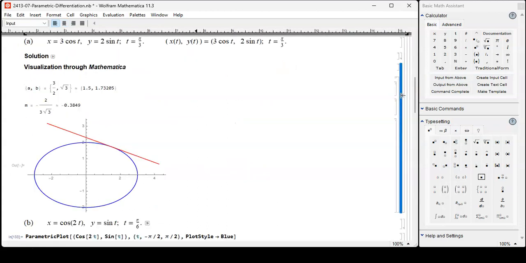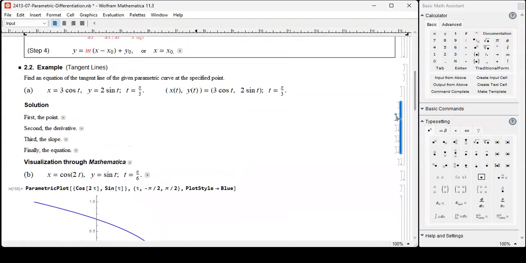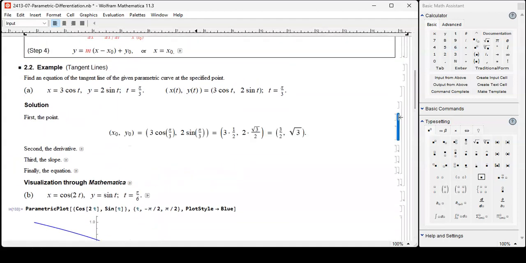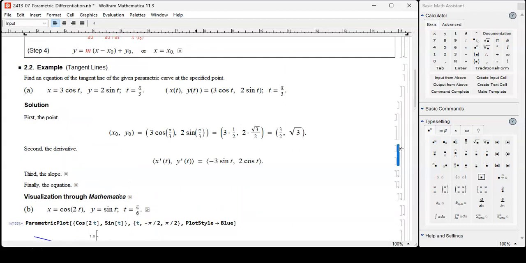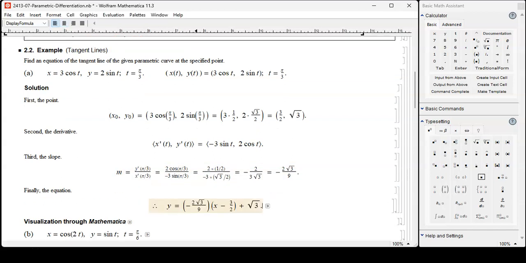Here's a visualization. Indeed, we have the same slope. And then if you want to see the solution, again here, first the point, plug in. Second, calculate the derivatives. Alright, derivative computation, our bread and butter. Slope, y prime over x prime evaluated at t0 value. Plug in the values and do your computation. And then put everything into the slope point equation of the line.